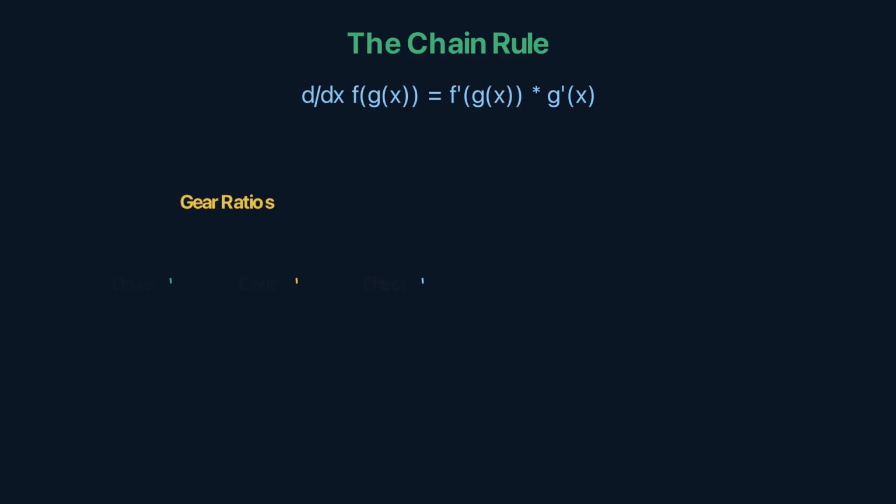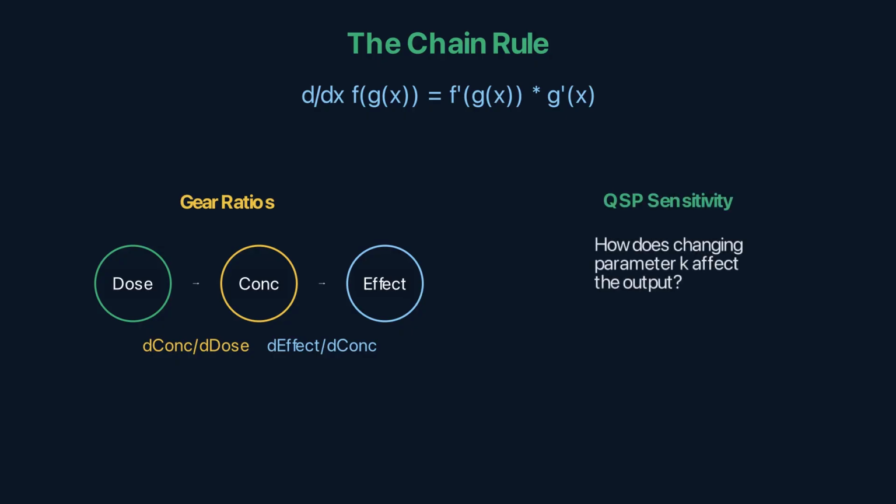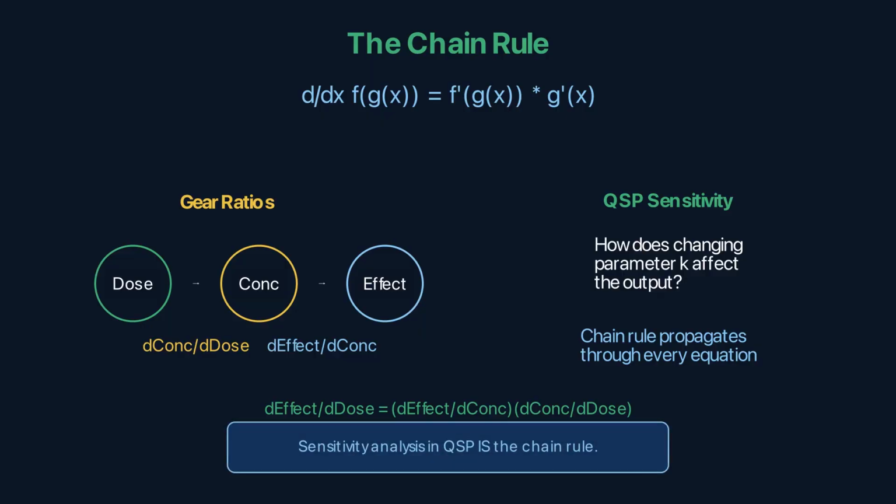The chain rule handles compositions. If effect depends on concentration and concentration depends on dose, then the derivative of effect with respect to dose equals the derivative of effect with respect to concentration times the derivative of concentration with respect to dose. Think of gear ratios. The first gear converts dose to concentration, the second gear converts concentration to effect. The overall ratio is the product. In sensitivity analysis, which asks how changing parameter k affects the output, the chain rule propagates that perturbation through every equation in the system.